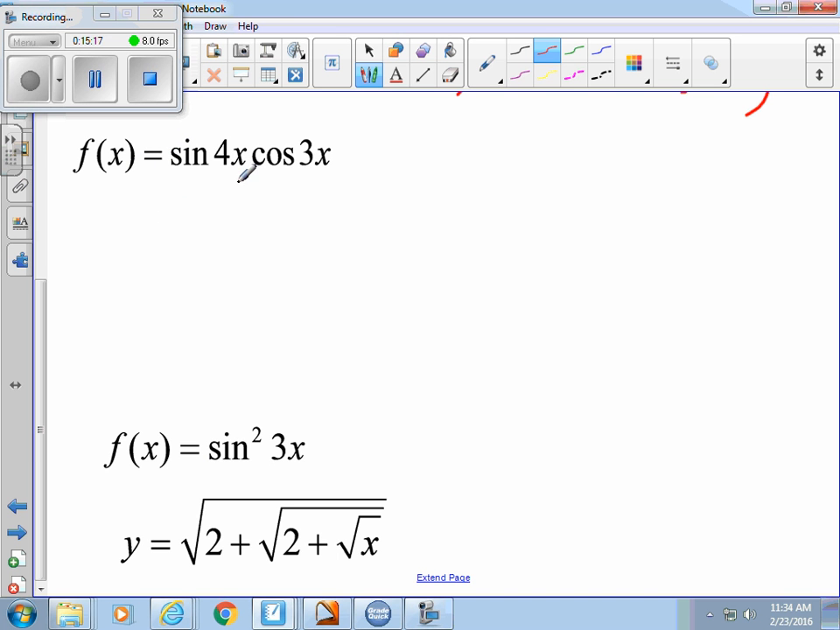Okay, what rule is the first rule I have to pay attention to? The product rule. Why the product rule? Because it's sine of 4x times cosine of 3x. So I have a left-hand function and a right-hand function. So I need to do a product rule. Lefty, right. Left.